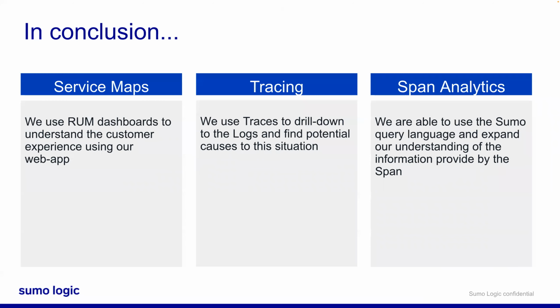So in conclusion, we looked at service maps, which are utilizing real user monitoring, the dashboards to provide that customer experience of how our web app is being utilized. We used tracing, and tracing was helpful to drill down into the logs and find potential causes for a situation. Did the system have enough coffee grains? Did it need more water? And then span analytics, we can start to use the query language of Sumo and take a look at those spans and start to slice and dice those to get a better understanding.